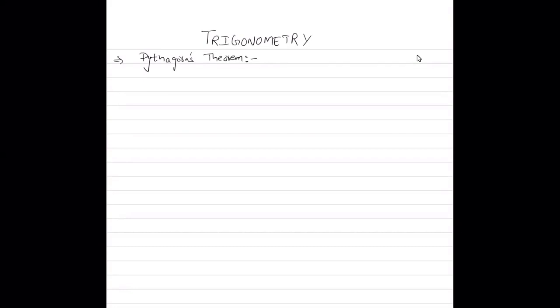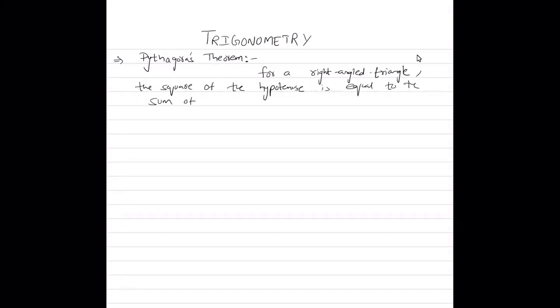Now, this theorem states that for a right angled triangle, the square of the hypotenuse is equal to the sum of the squares of the other two sides.